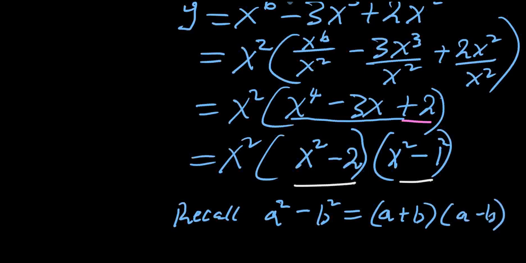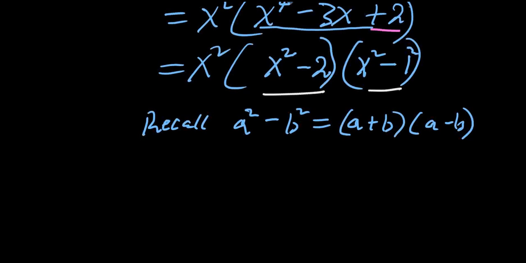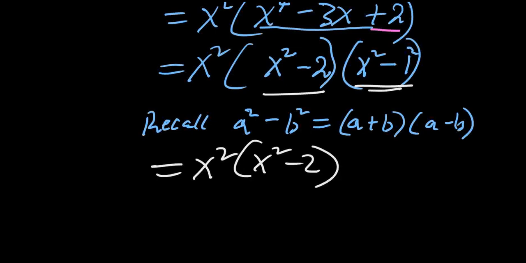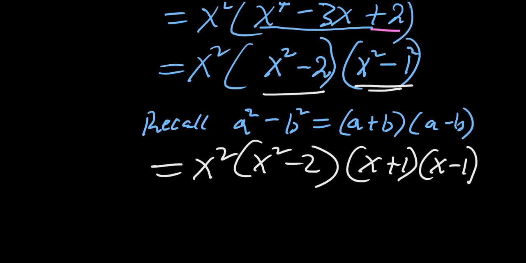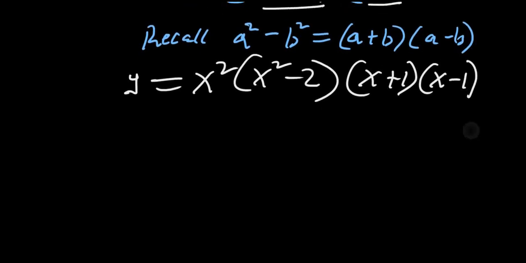So if we apply this concept to x squared minus 1 squared, then we are going to have x squared, times x squared minus 2, and this will become x plus 1, x minus 1. Good. So y is equal to all of these.